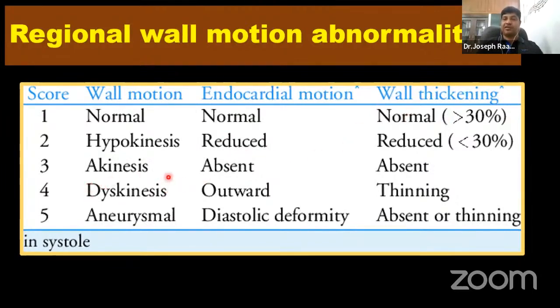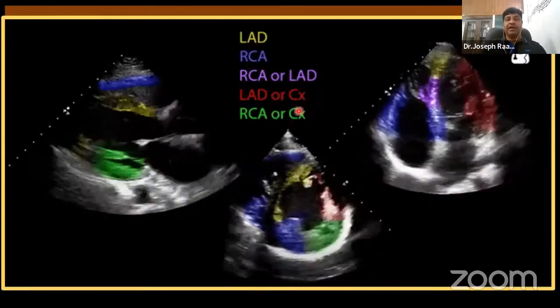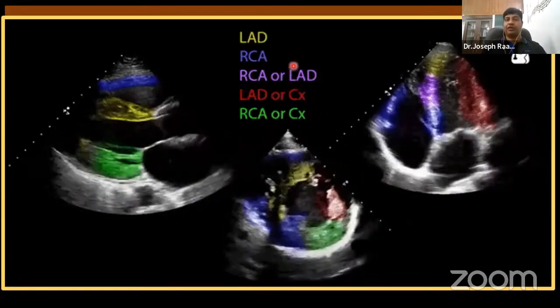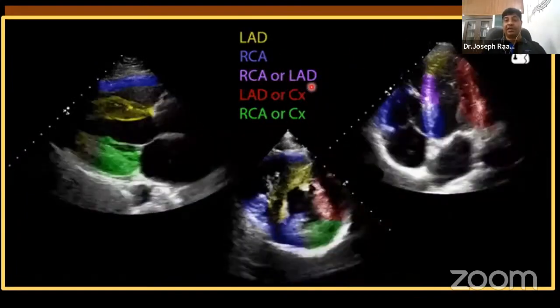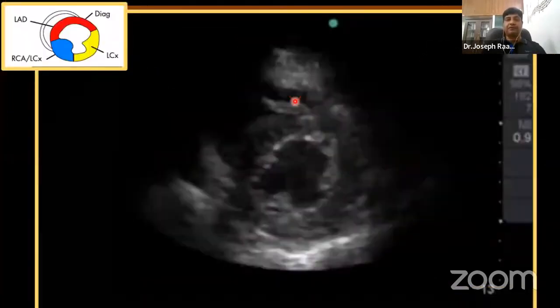The dyskinesis is totally different. Not only does it not move, in fact, it moves outward during systole. Instead of coming towards the center, it's just going outward, and the wall becomes thinned. It's called dyskinesis. And if the dyskinesis is permanent, it's an aneurysmal deformity. Once you know this nomenclature, then you can find out how to pick up the regional wall motion abnormalities. And this is just a graphical representation of how each coronary is supplying the walls. Okay. So just let me show an example.